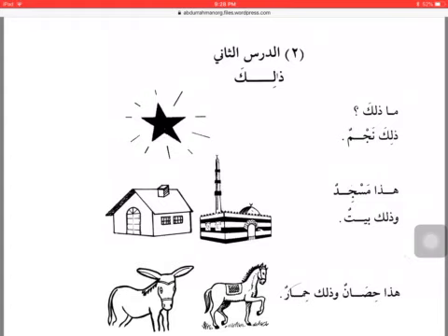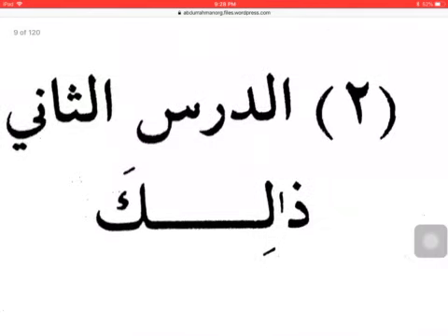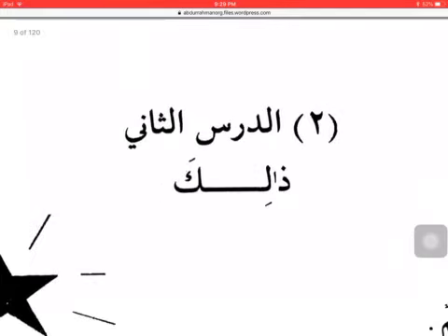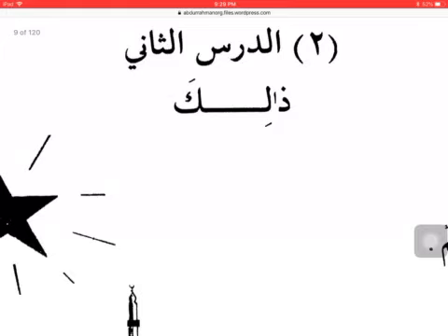Lesson 2. Ad-darsu ath-thaniyu. The second lesson. Dars means lesson. The presence of alif lam at the beginning tells me it's a definite word. Ad-dars, the lesson. Ath-thani, it's an ordinal number. Second, the second lesson. This second lesson is about dhalika. Dhalika. It's another pointing noun.